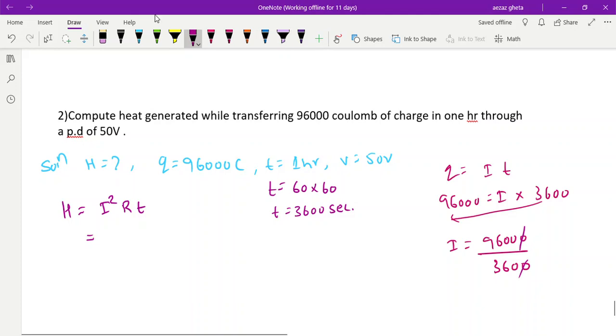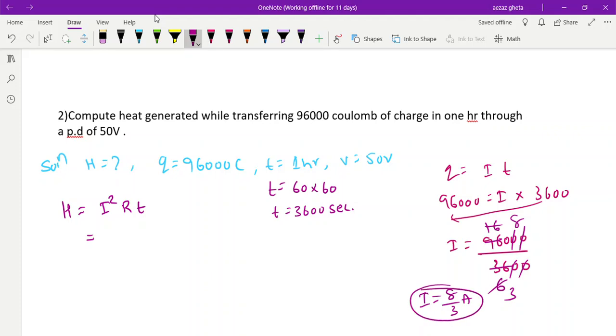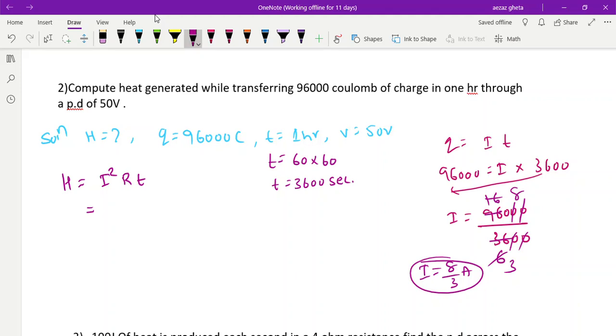Cancel the zeros. 96 divided by 36, using the table: 6 6s are 36, 6 1s are 6, so we get 8 by 3 ampere. Correct. I we got. We have 8 by 3 into 8 by 3, but resistance is also required now. Now we can find it, we know the basic formula, that is V is equal to I R.